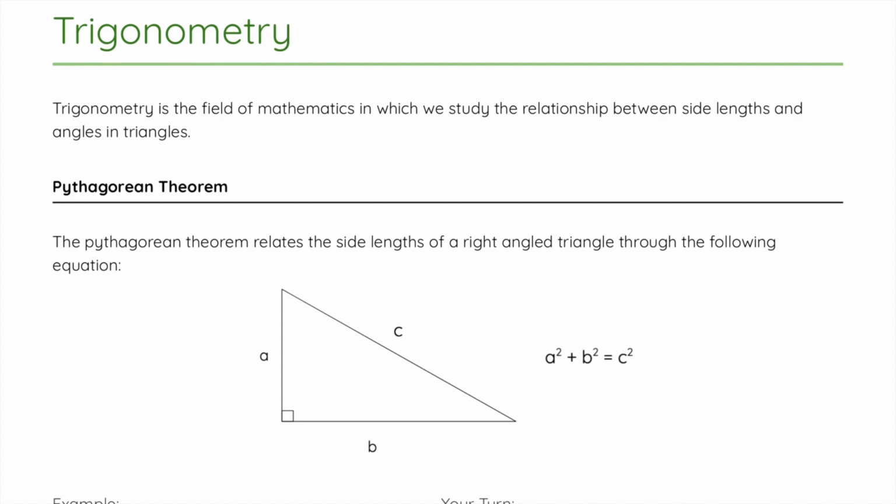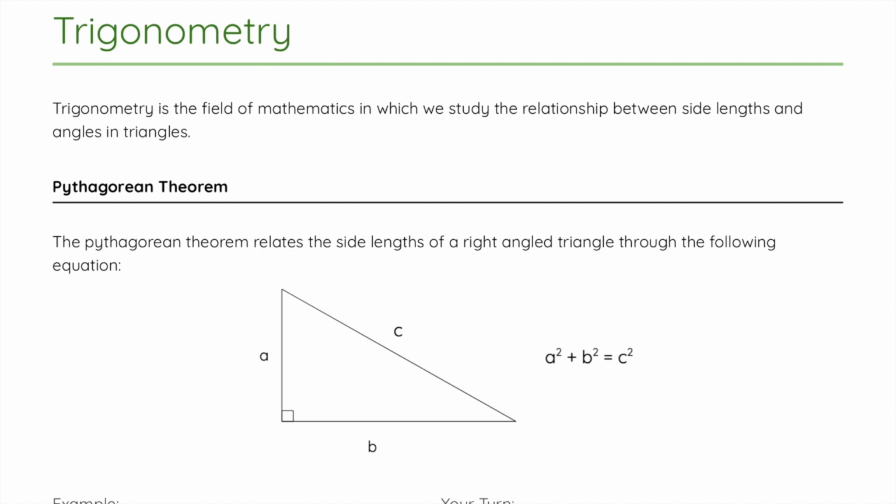In this section, we're going to learn about trigonometry, which is the study of the relationship between the angles and sides in triangles. We're going to start with Pythagorean Theorem, which is the theorem that relates the side lengths of a right-angle triangle. And so the side lengths here are labeled a, b, and c, and they form the equation a squared plus b squared equals c squared.